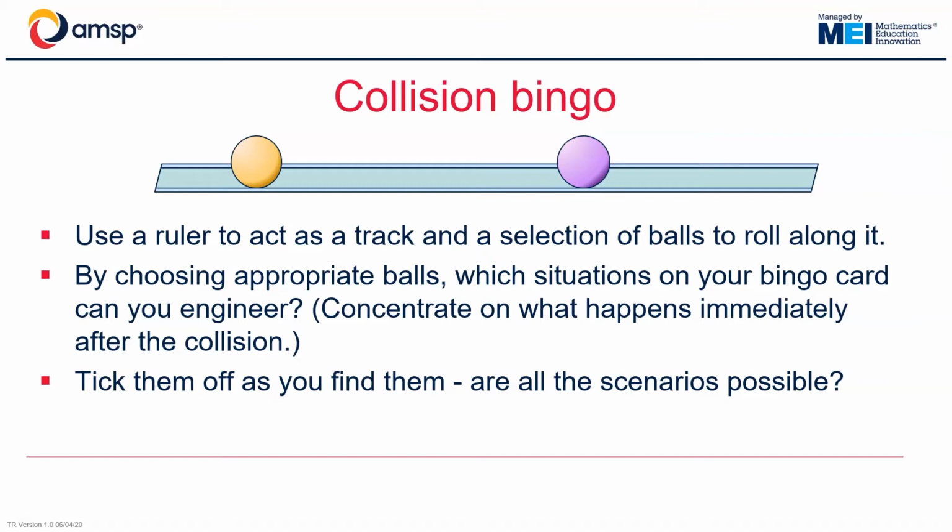They should focus on what happens immediately after the collision, because it's possible that, for example, a ball might start rolling in one direction and then roll back. The ruler helps to make sure that the centres of the balls are aligned as they roll.